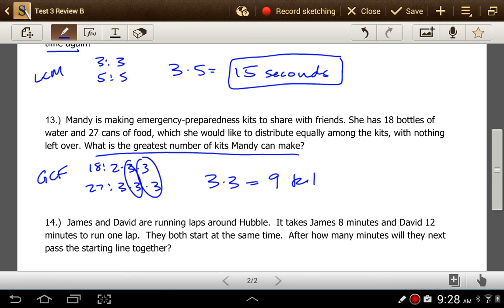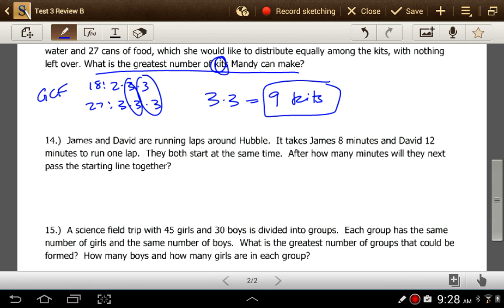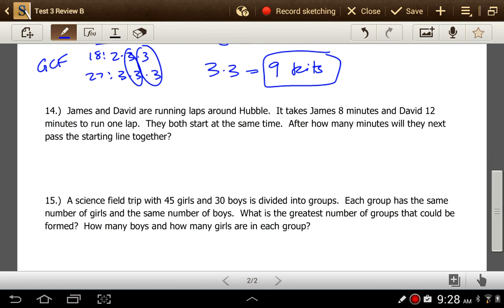What's the greatest number of kits that Mandy can make? 9 kits. Do not forget your label on these. Okay, I'm going to move on to problem 14. Okay, work on problem 14. Please pause it and work on it really quick. Okay, hopefully you're done. We're running laps around how many minutes till they'll next pass each other. So that's in the future, so that's going to be an LCM problem.